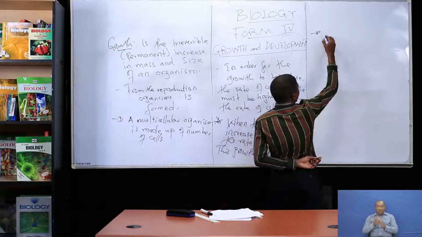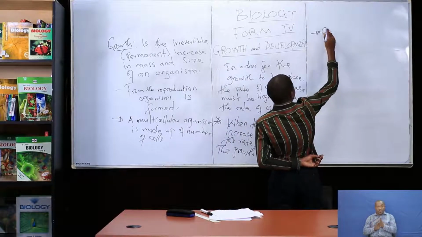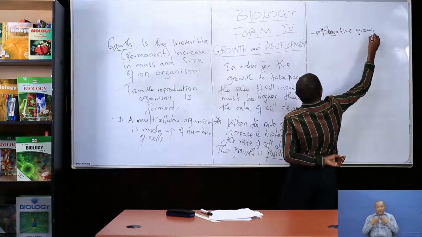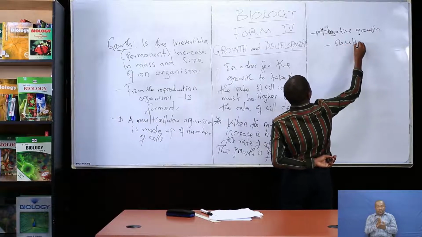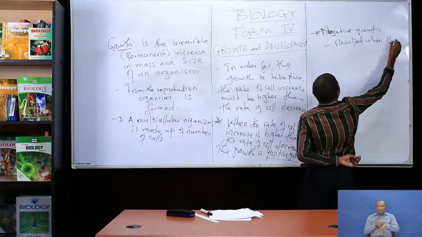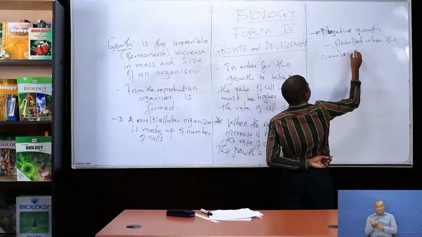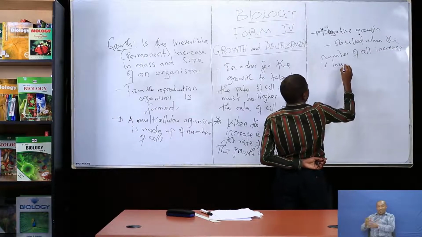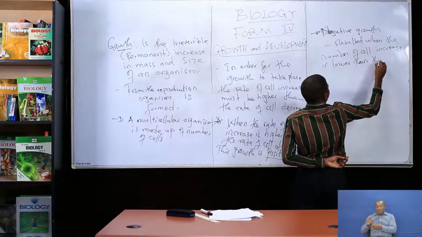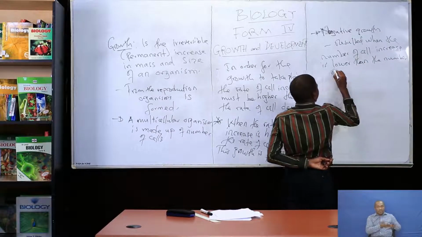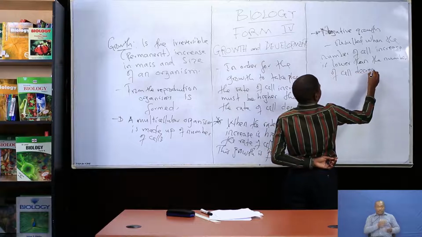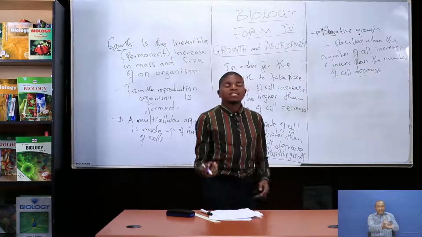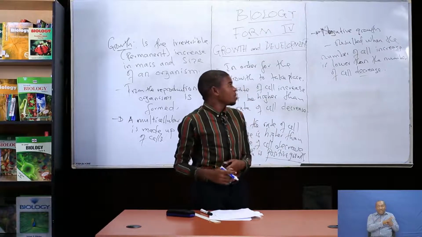We can say it is a growth brought about by a negative growth that results when the number of cell increase is lower than the number of cell decrease, which means the cells which are killed or the cells which die are so many than the cells which increase or the new cells being produced.